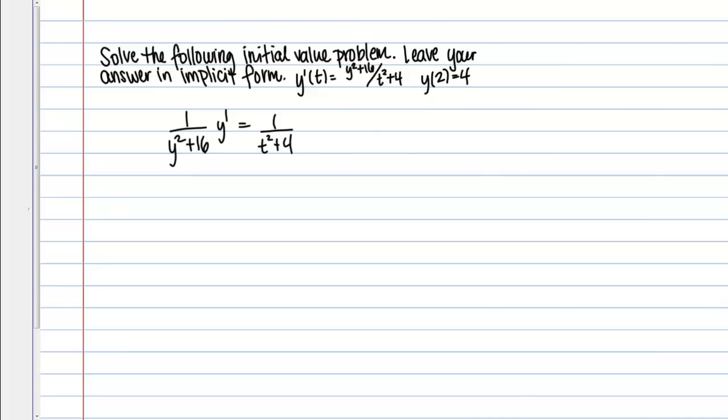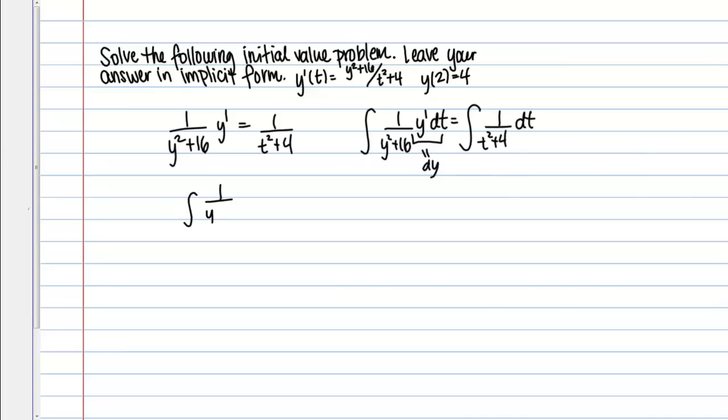So then I can proceed to integrate both sides of the equation, in this case with respect to t. Okay, and then I just note that y prime dt equals dy. So I can write the integral of 1 over y squared plus 16 dy equals the integral of 1 over t squared plus 4 dt. And now I'm ready to integrate.